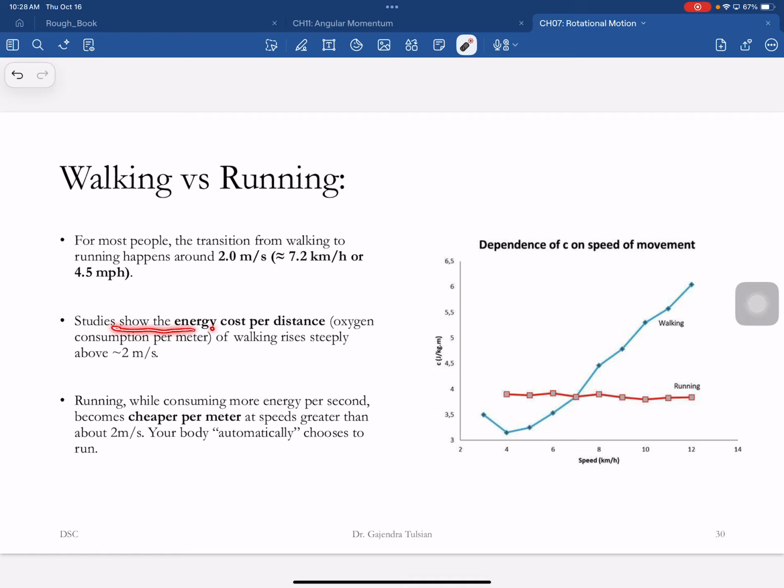Studies show the energy cost per distance, and the way they measure is they put you on a treadmill, and they have this mask on you, and they're measuring how much oxygen you're consuming. Okay? So oxygen consumption per meter of walking rises steeply above about 2 meters per second. Running, while consuming more energy per second, becomes cheaper per meter at speeds greater than about 2 meters per second.